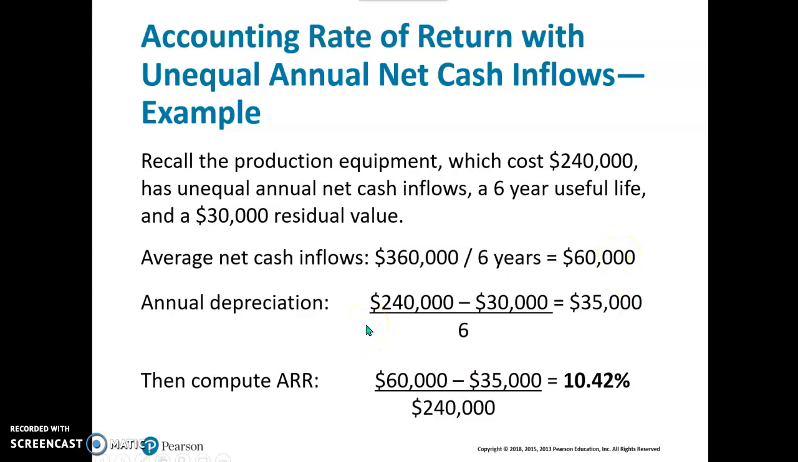Our depreciation would be the cost of the asset, $240,000 minus a $30,000 residual, gives us $210,000 divided by 6 is $35,000. Okay, so that's our annual depreciation. So the accounting rate of return would be that average operating income of $60,000 minus depreciation of $35,000 divided by $240,000, your investment, and that's 10.42%.